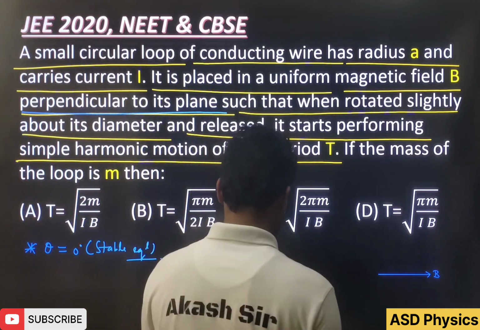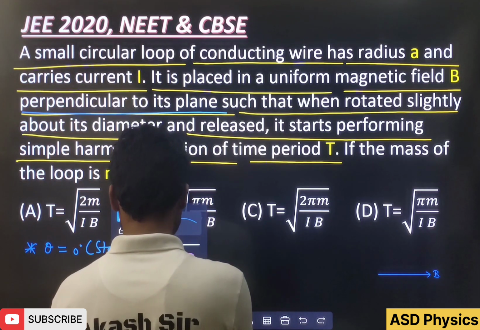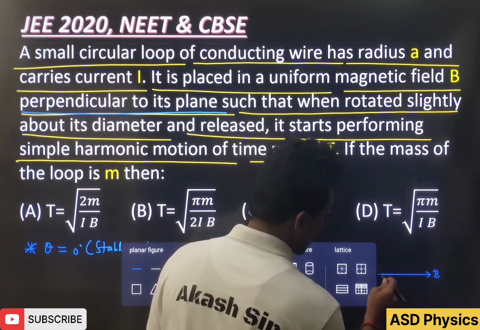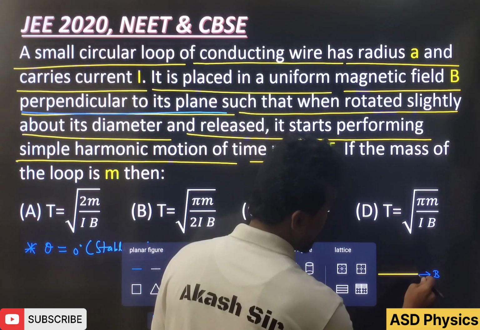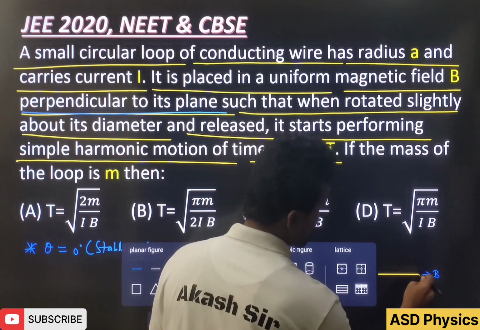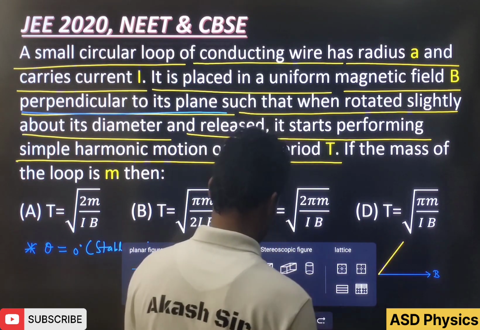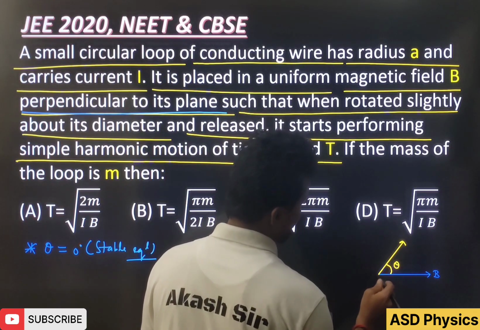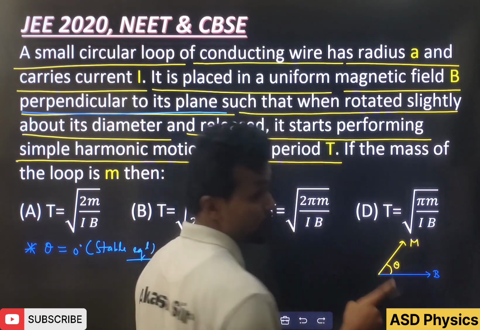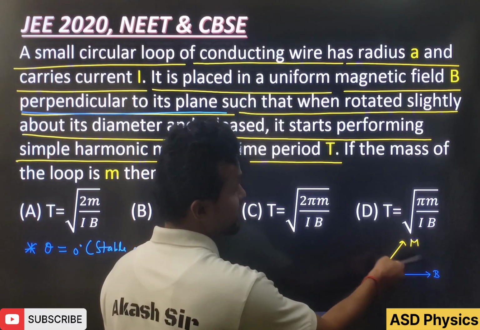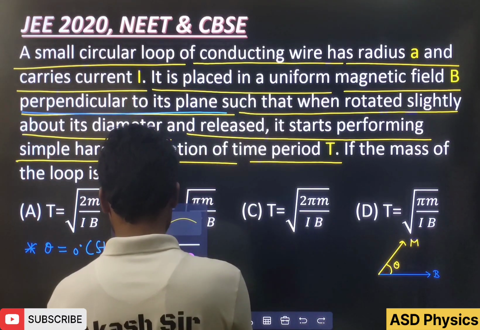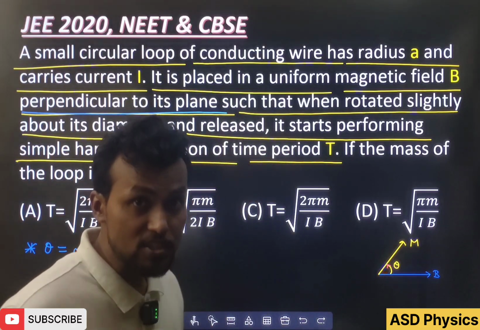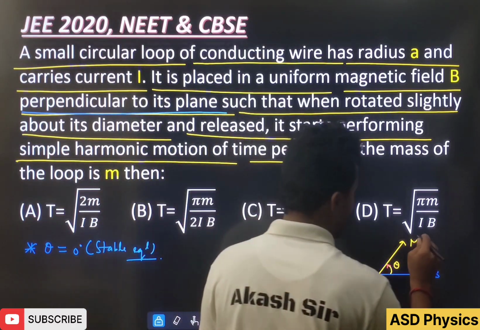position. So what was there? Remember that initially the magnetic moment was in this direction. So when the coil has rotated, the magnetic moment also rotated. So let's take it has rotated by theta angle. So this is the magnetic moment. Before that, the magnetic moment is like this, but it has rotated by how much angle? Theta. So when it has rotated from its stable equilibrium position, what will happen here?